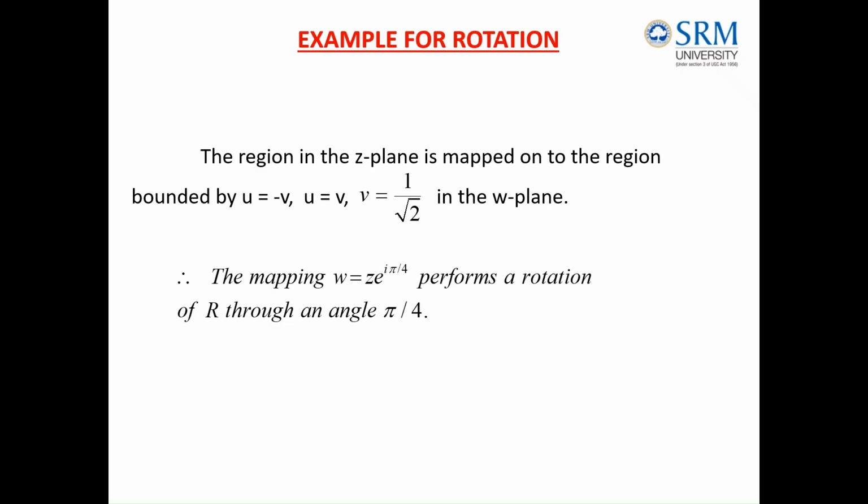So the region in the z plane is mapped onto the region in the w plane, and the mapping gives you the triangle and it is rotated through an angle pi by 4.